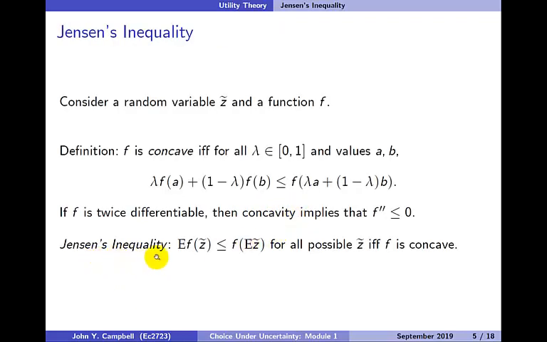What is Jensen's inequality? Jensen's inequality is the statement that if we consider all possible random variables z tilde, then the expectation of the function is less than the function of the expectation. That's true for all possible z tilde if and only if f is concave.